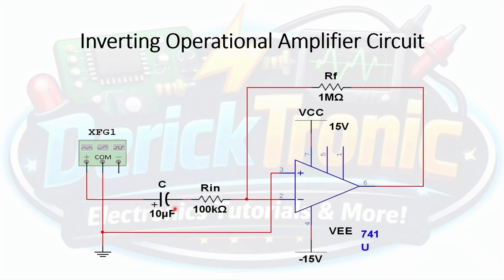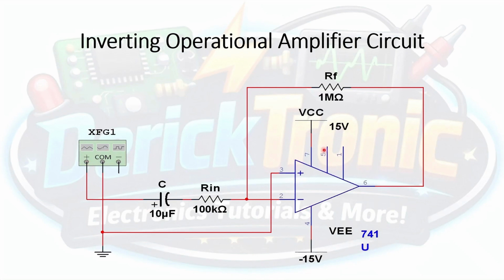We're going to take note of the polarity of the capacitor for this circuit. So the input resistor will be connected to the negative terminal of the capacitor, and the positive terminal of the same capacitor, that 10 microfarad capacitor, will be the one connected to the function generator.